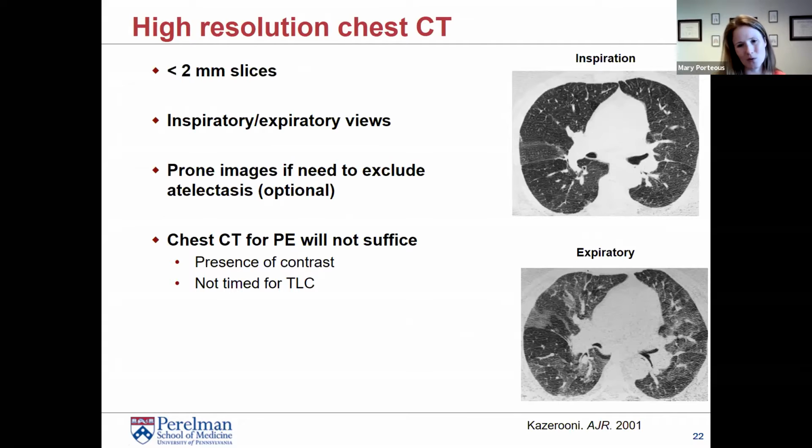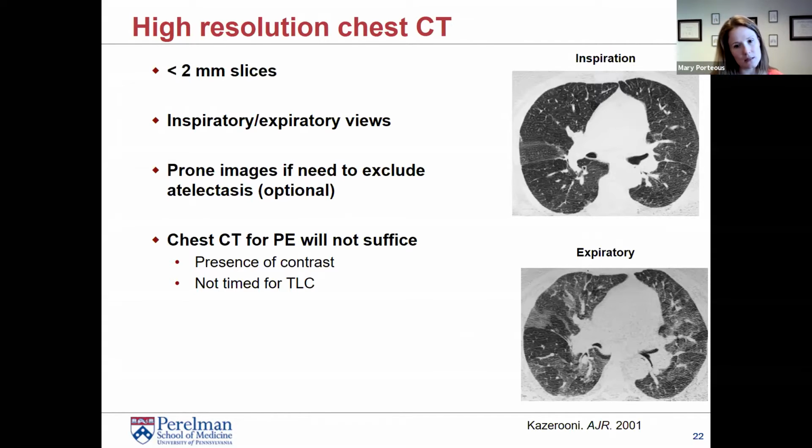So I wouldn't order that kind of consistently in people. A CAT scan or an angio for PE alone isn't enough. The presence of contrast can sometimes make detecting ground glass hard. It can basically make the lung attenuation a little bit brighter, so it's hard to say whether there's ground glass there or not.